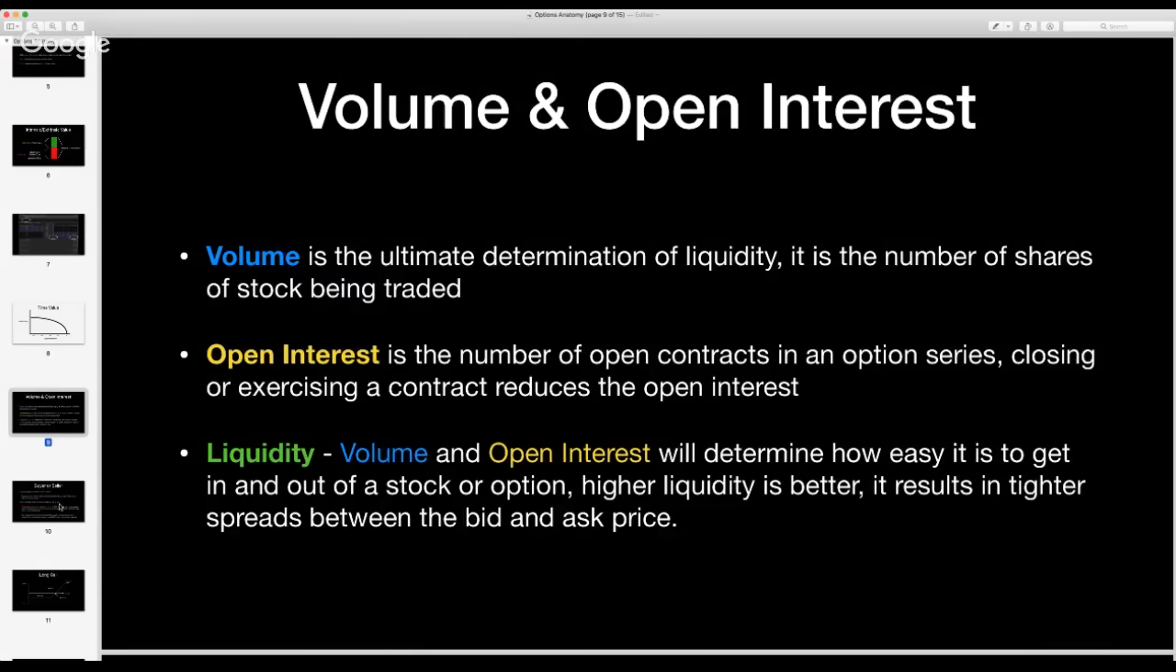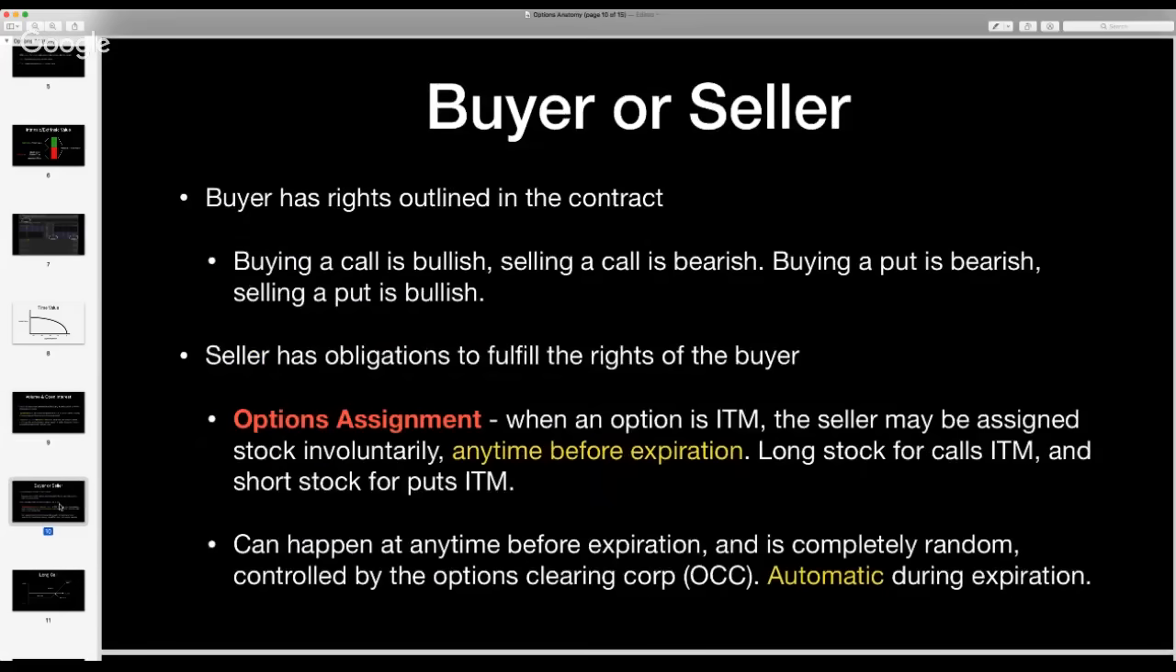So let's go on to the next slide. We're getting through this pretty good. Now, as I said before, there are two sides to the trade. Just like any trade, you get the buyers and sellers. And what it comes down to is rights and obligations. The buyer has the right that is outlined in the contract. He has the right to buy the stock at a particular price, the strike price, by a certain time. So buying a call is bullish.